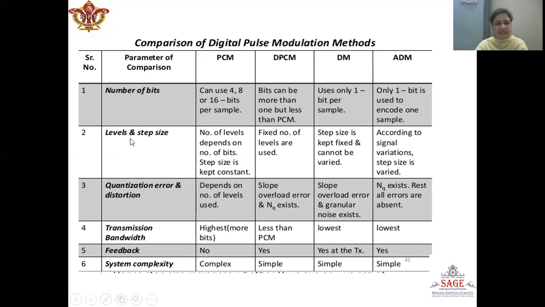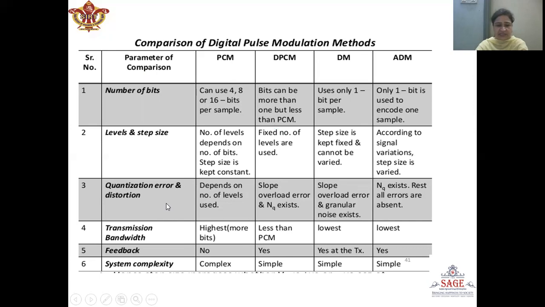Now, the second parameter is levels and step size. In PCM, the number of levels depends on the number of bits. Step size is constant. Whereas in DPCM, a fixed number of levels is used, same as that of PCM. In delta modulation also, step size is fixed. Whereas in ADM, according to the signal variation, the step size is varied.